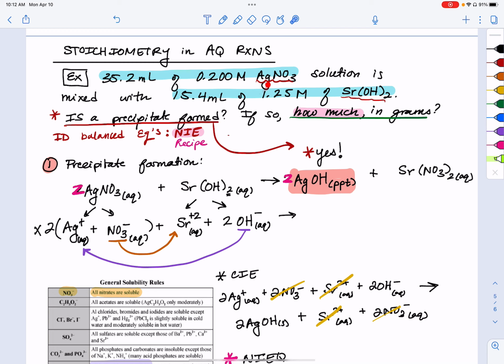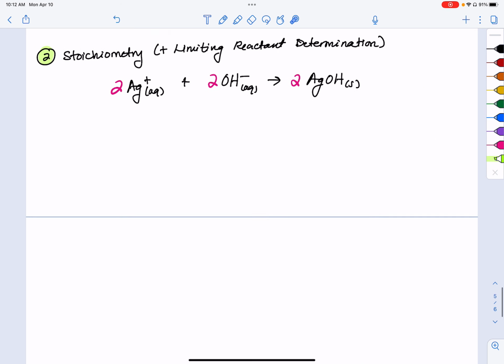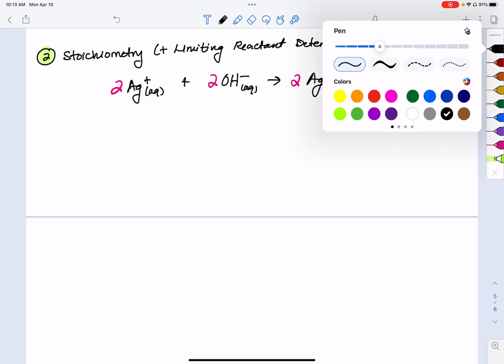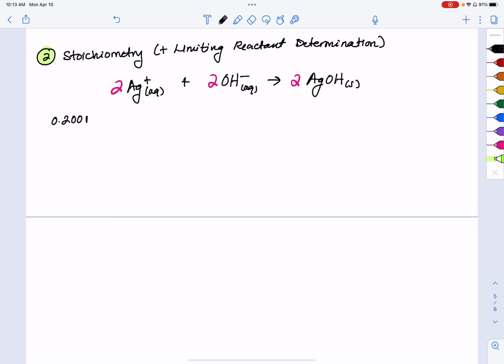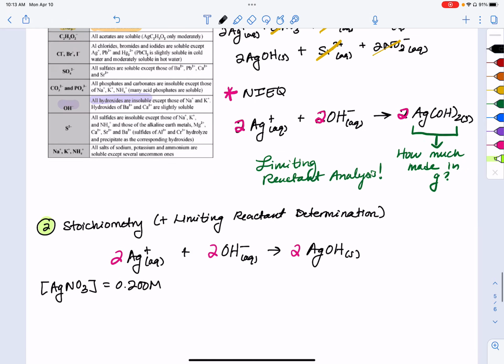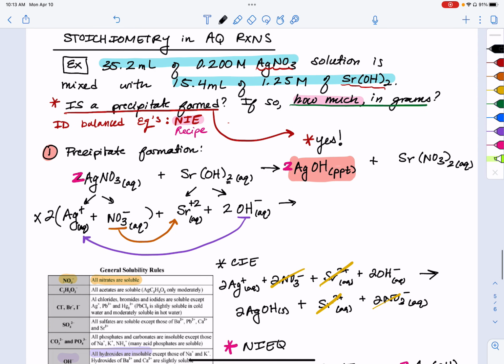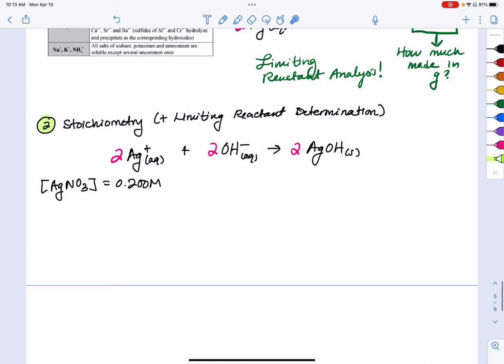So I'm going to take this information and jot it down beneath each of my reactants, just as a reminder. So I had 0.200 molar AgNO3, and you know what? Just so that we're familiar with it and get practice with it, I'm going to rewrite this using our bracket notation. So the concentration of silver nitrate is 0.200 molar. And then the quantity that we reacted was 35.2 milliliters of that solution.